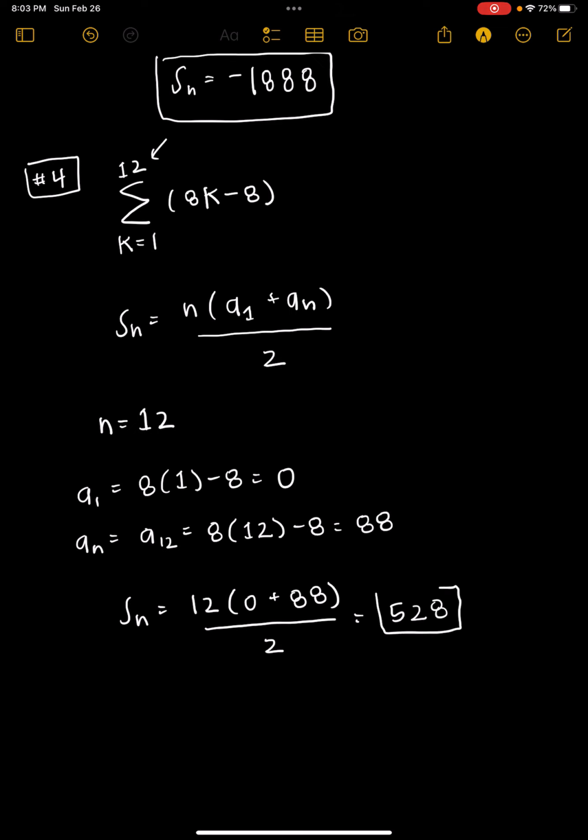So my sum is 528. And there you have it, how to find sums of arithmetic series.